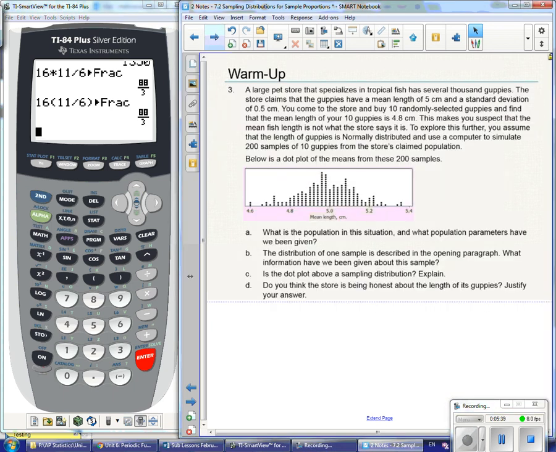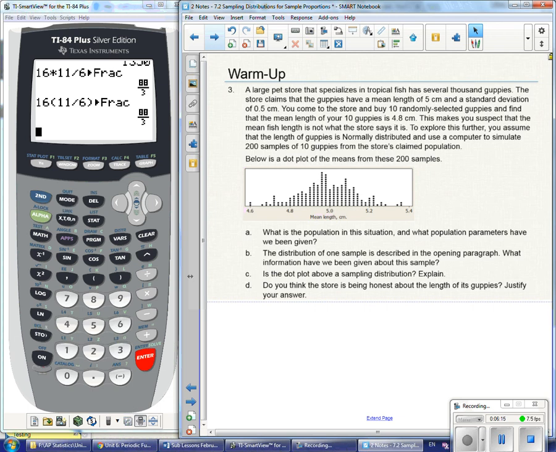Okay. In the last one, it says a large pet store that specializes in tropical fish has several thousand guppies. The store claims that the guppies have a mean length of 5 centimeters and a standard deviation of 0.5 centimeters. You come to the store and buy 10 randomly selected guppies and find that the mean length of your group is only 4.8. This makes you suspect that the mean fish length is not what the store says it is. To explore this further, you assume that the length of the guppies is normally distributed and you use a computer to simulate 200 samples of 10 guppies from the store's claimed population. And below is a dot plot of the means from those 200 samples.